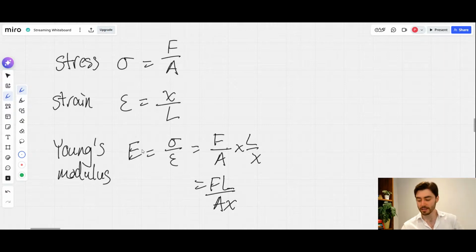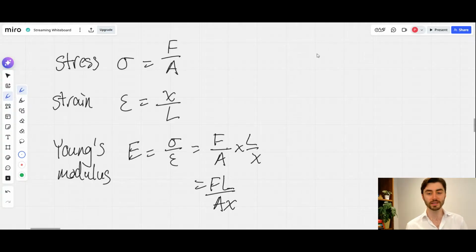And this is a material constant in the same way that specific heat capacity is, thermal heat expansion, resistivity, these things that are constant for any material. So if you know it's copper, you know the Young's modulus. It does not change depending on the shape or anything else. What the stress and the strain do is they account for the shape changes.